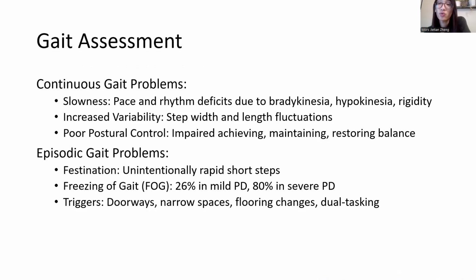Episodic problems include festination, those unintentionally short and rapid steps, and freezing of gait. Freezing affects about 26% of the patients with mild PD, but it can drastically increase to 80% of those who are in the severe stage. Common triggers include doorways, narrow spaces, changes in flooring patterns, and dual task situations.